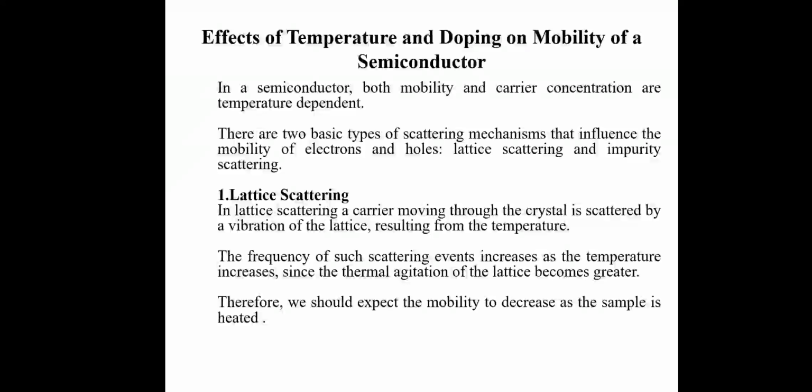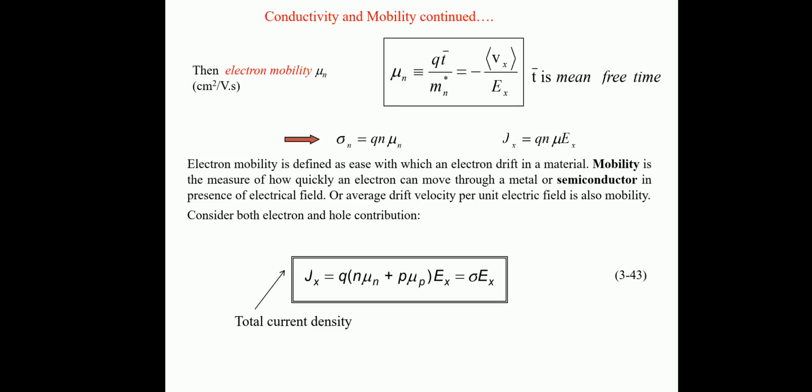Hi all. In this class we will see the effect of temperature and doping on the mobility of a semiconductor. In the previous class we studied the definition of mobility. Mobility is defined as the ease with which an electron drifts in a material, or a measure of how quickly an electron can move through a metal or semiconductor in the presence of an electric field.